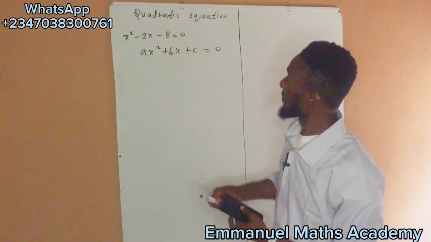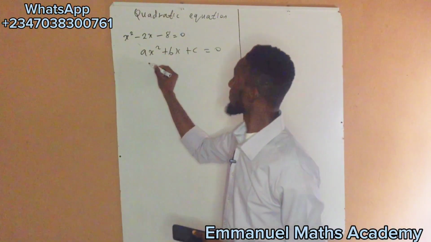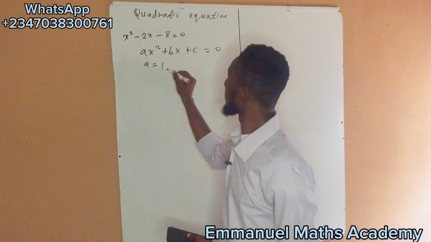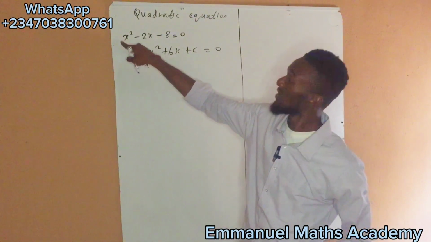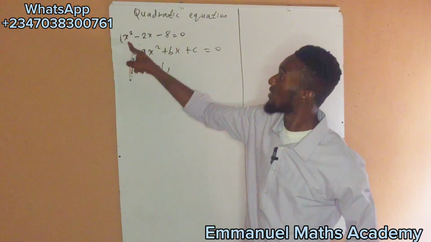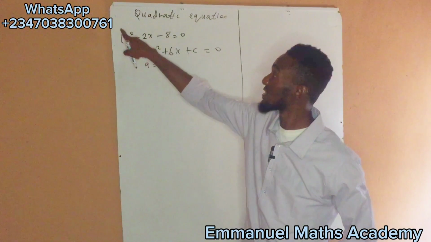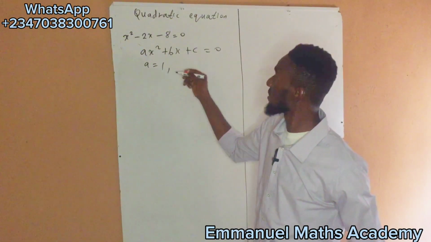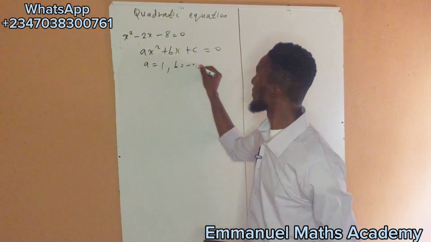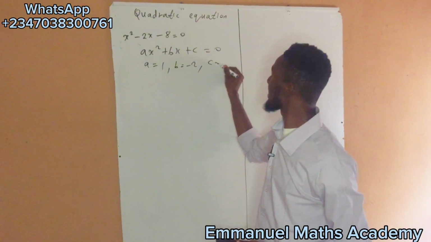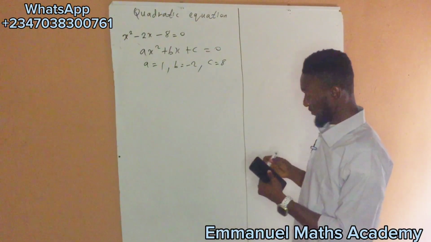Then from this, our a here is what? Our a here is 1, because there is an invisible 1 here. It's supposed to be 1 x squared, but in mathematics you don't write that. So our a here is 1. Our b is what? Minus 2. Our c is what? 8.